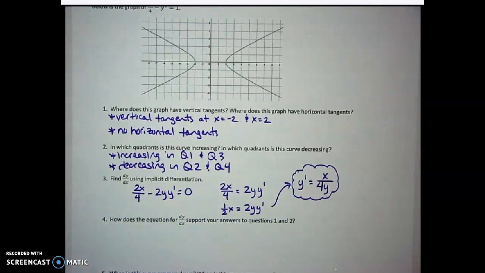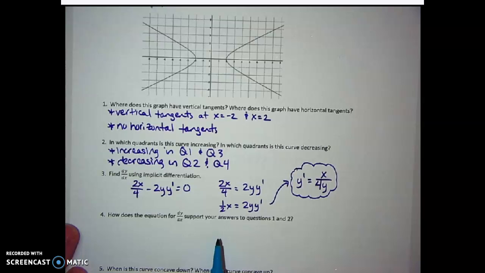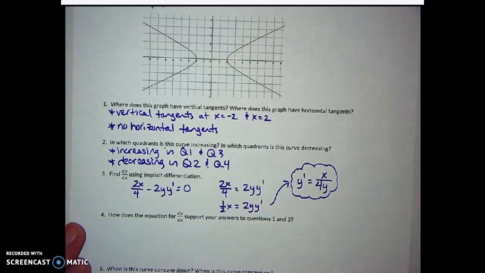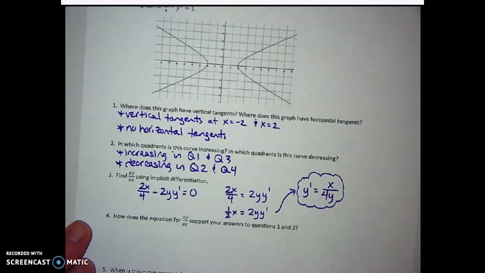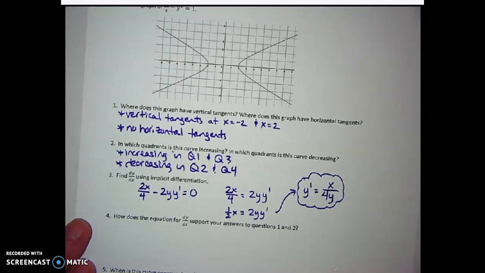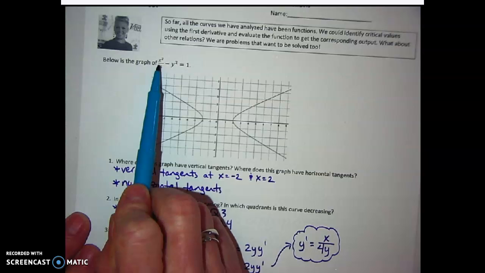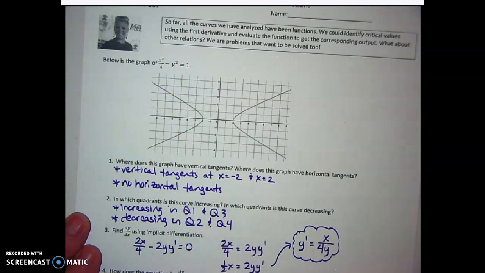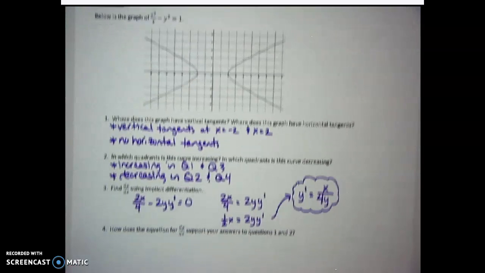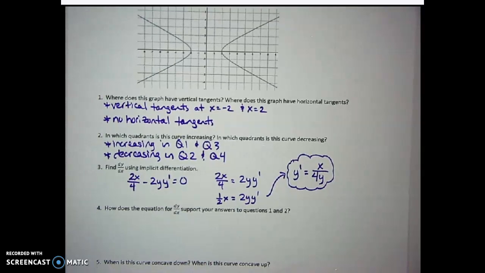To determine how my first derivative supports my answer for question number 1, remember, question number 1 is asking, when does this graph have vertical tangents and when does it have horizontal tangents? Remember, those tangents are going to occur when my first derivative is either equal to 0 or undefined. So my derivative is going to be equal to 0 when x equals 0. But if we come back up here and look at my original equation, if I let x equal 0, this whole first term becomes 0. And when I try to solve what's remaining there to find out what my y coordinate would be, I get that y squared equals -1, which we know we can't do. So x equals 0 is actually not going to be a critical point.